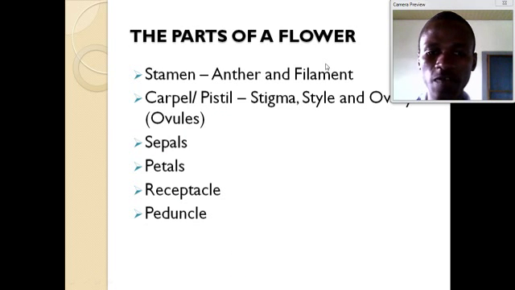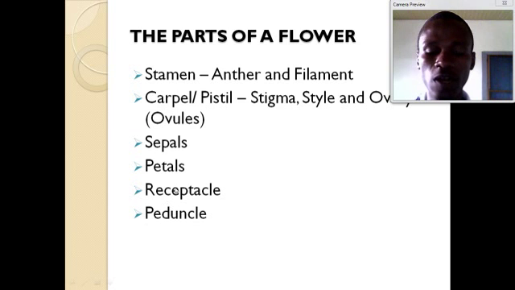These are the parts of the flower listed here. The stamen consists of anther and filament. Carpel is also called pistil. The carpel is made up of stigma, style, and ovary. We have sepals, petals, receptacle, and peduncle.